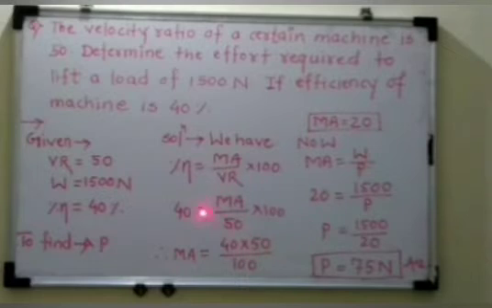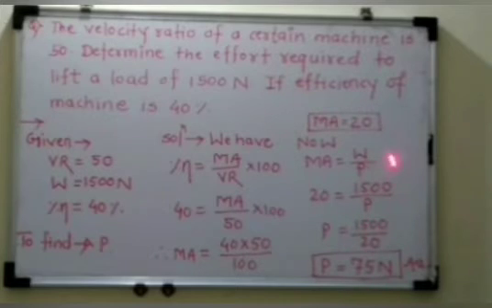Now see, we have to calculate MA. So MA will remain as it is, and the rest of the terms go to the other side. So do a cross multiplication. 50 goes here, so 40 into 50 divided by 100. Now we are getting MA is equal to 20.